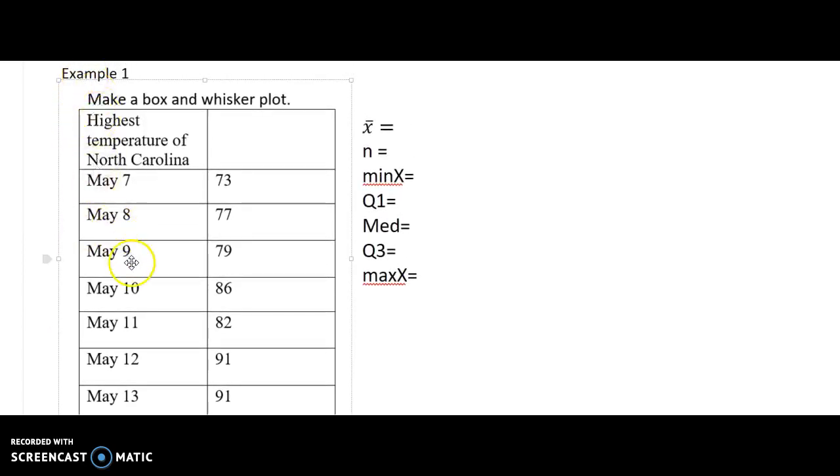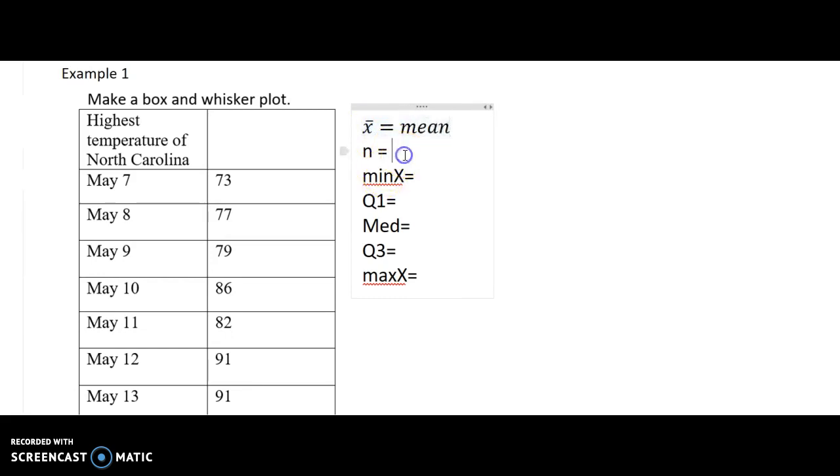This is example number 1. This is going to be the highest temperatures in North Carolina, and we're going to make a box and whisker plot for it. Before we can make a box and whisker plot, we need to understand some of the symbols that we're going to see. We're going to see this X bar in our calculator, and I'll show you how to do that in a minute. And that X bar is going to represent the mean.